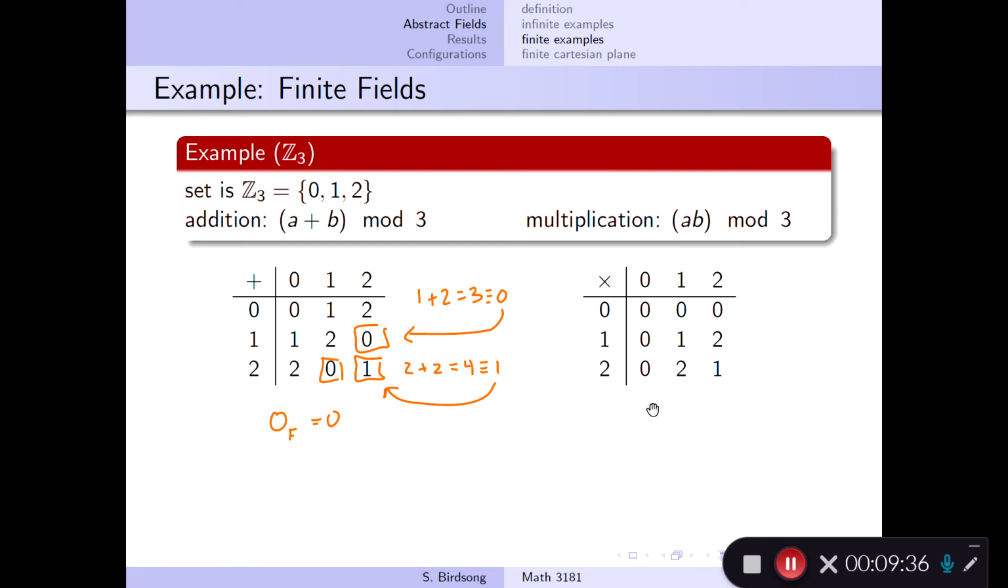If we look over here at multiplication, 0 times anything is 0. 1 times anything is, well, the anything. So that tells you that the identity element is your 1. Okay. And then the only thing that actually takes a little bit of calculation over here is this last guy, and that is 2 times 2. In other words, 4, and 4, when you divide it by 3, has a remainder of 1.